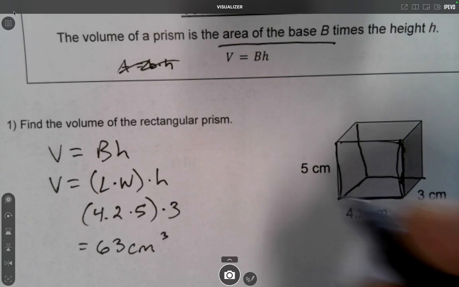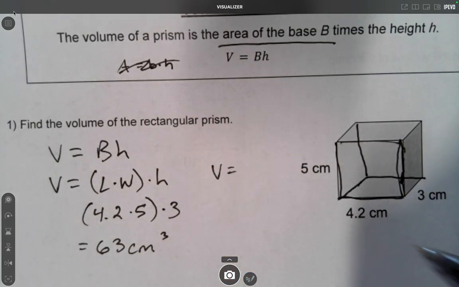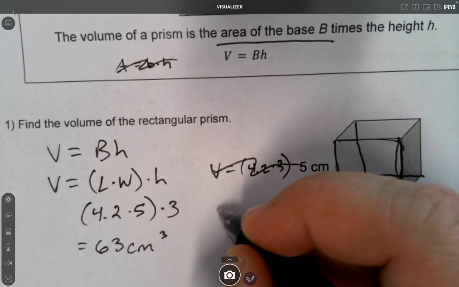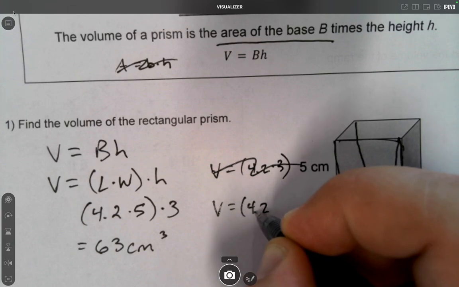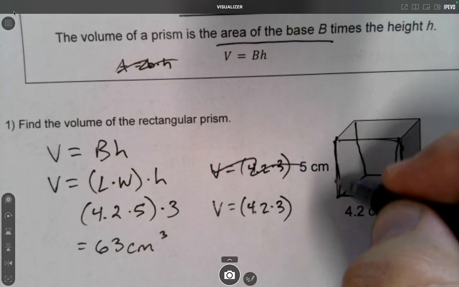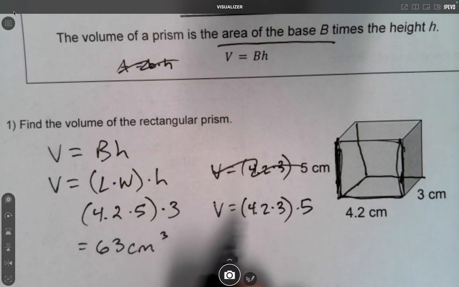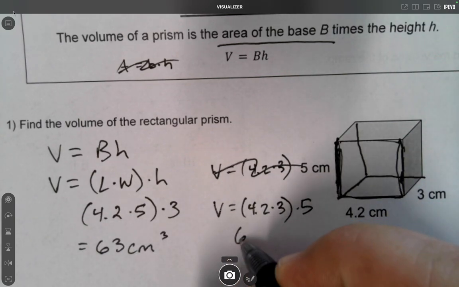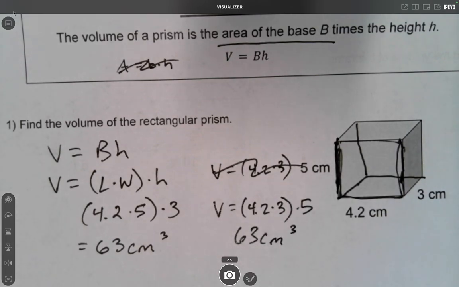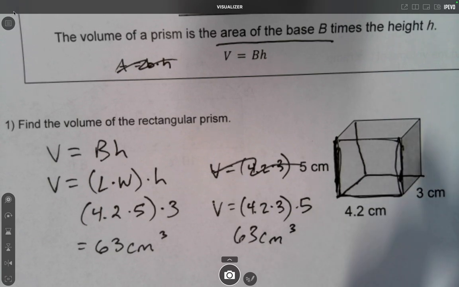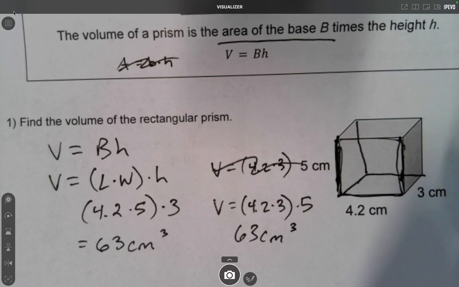We could treat the bottom as the base, because then we would just say the area of the base is 4.2 times 3. Then we multiply by the height, which would be this over here. That's 5. Well, if you notice, we're multiplying by the same numbers either way. So it results in the same answer, 63 cubic centimeters. So you do have flexibility on what you call the bases when it's a rectangle or a cube. So it's okay if you pick a different base than I do.